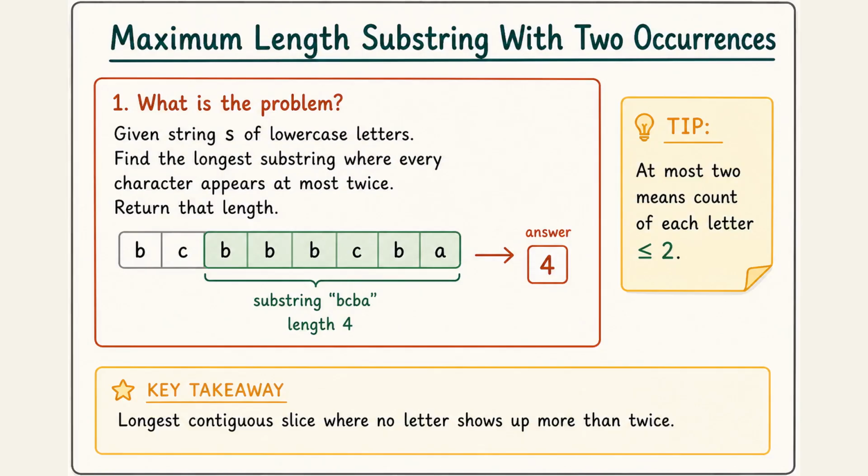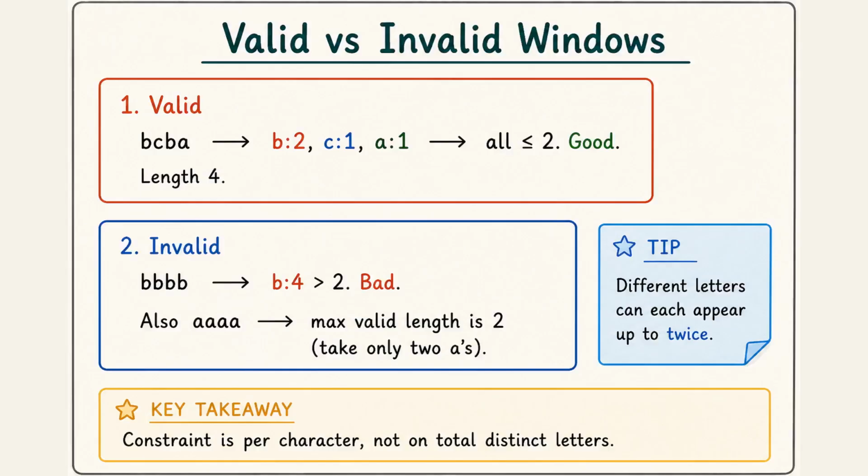Tip: at most 2 means the count of each letter is less than or equal to 2. What is valid versus invalid? The window BCBA is valid. B appears twice, C once, A once. The window BBBB is invalid because B appears 4 times. And for a string like BBBB, the longest valid substring has length 2.